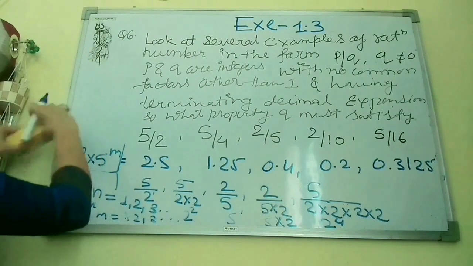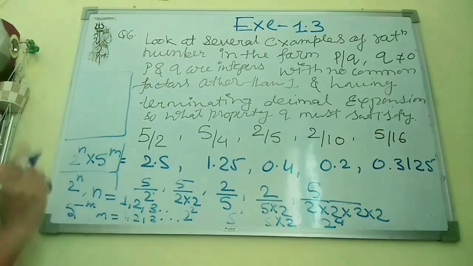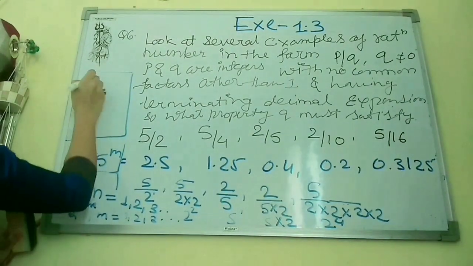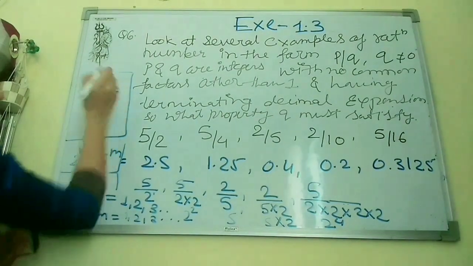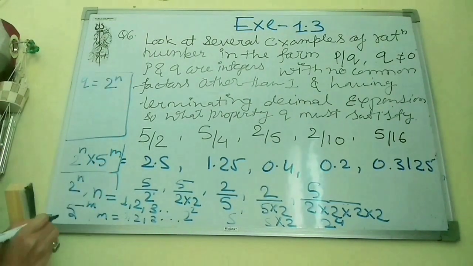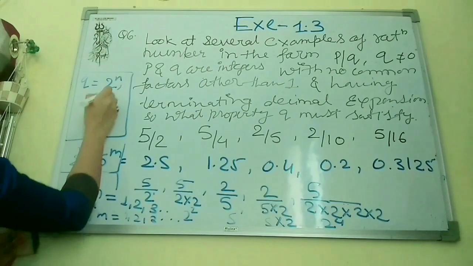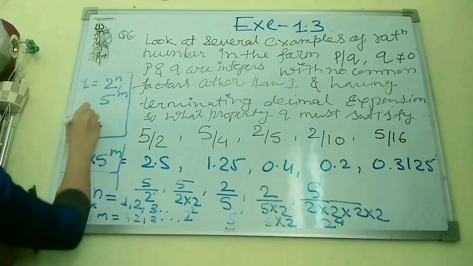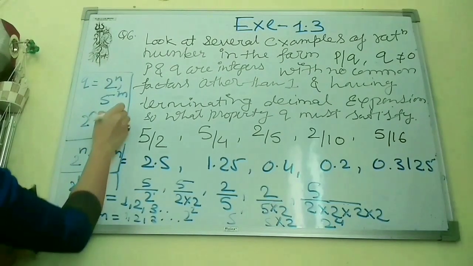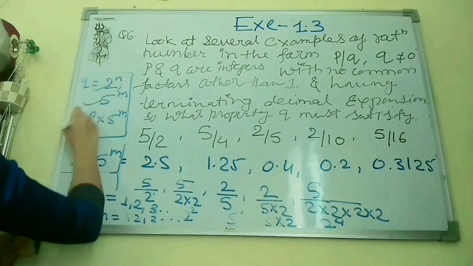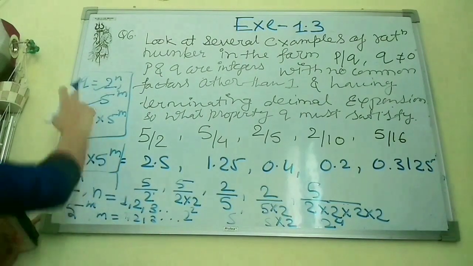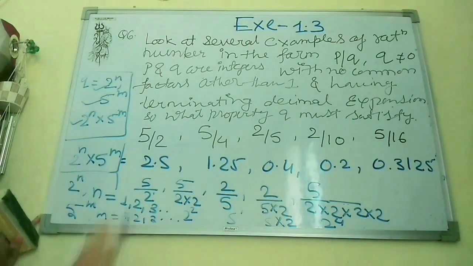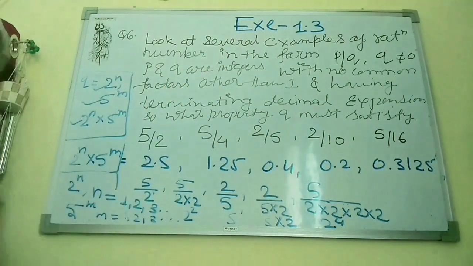First is, let's write here. First is the q must be in the form of 2 to the power n, or must be in the form of 5 to the power m, or must be in the form of 2 to the power n cross 5 to the power n. These are the conditions which q should satisfy to find the terminating decimals in the rational number. Okay, now next question.